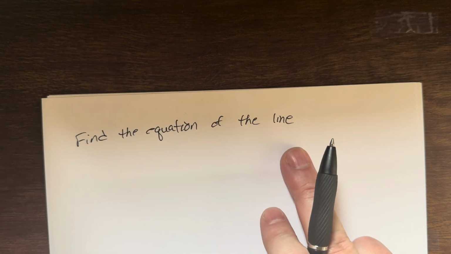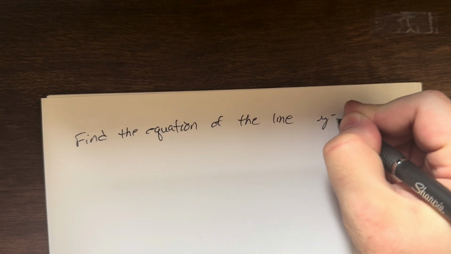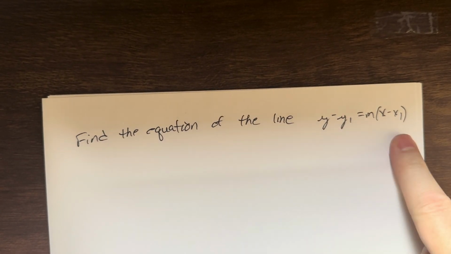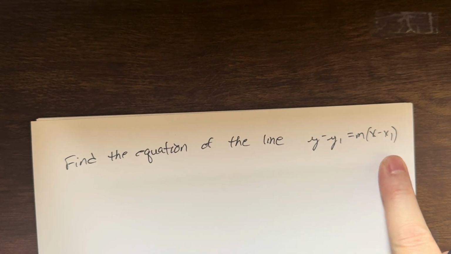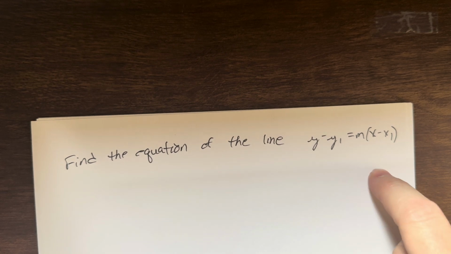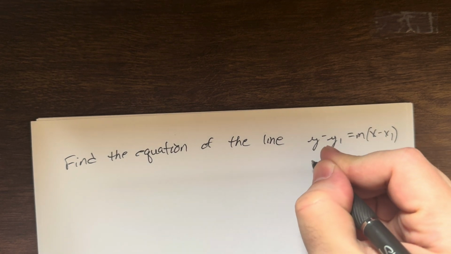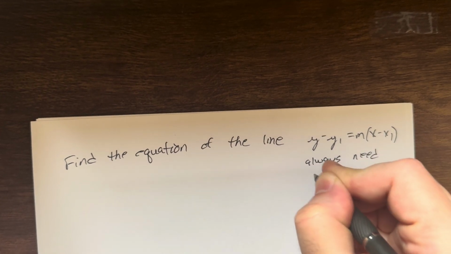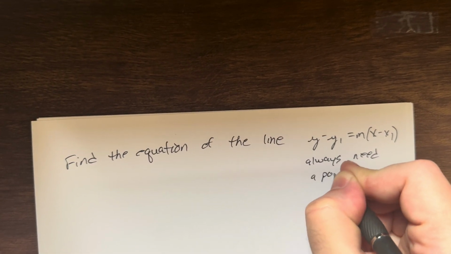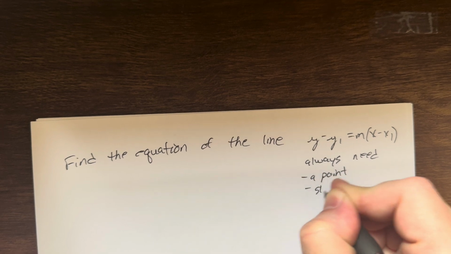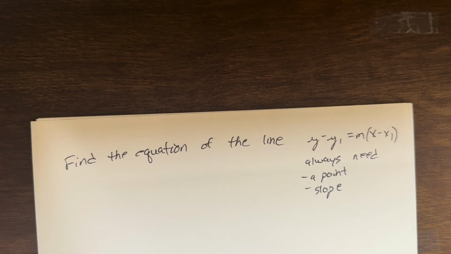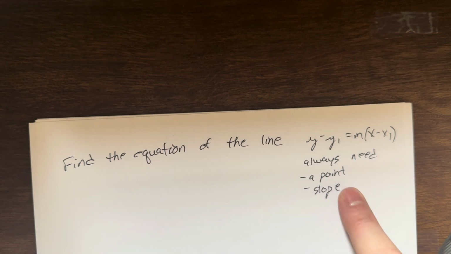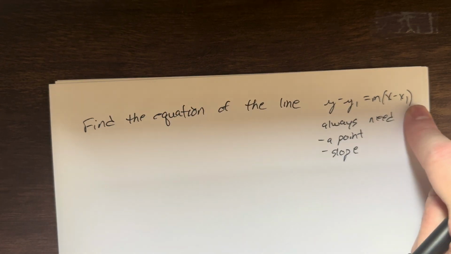When we want the equation of the line, this is where our point slope formula really comes in handy. And to use this formula, we always need 2 things. We always need a point and a slope. So every time we're asked this question, it's always a hunt for these 2 items so that we can use this equation.